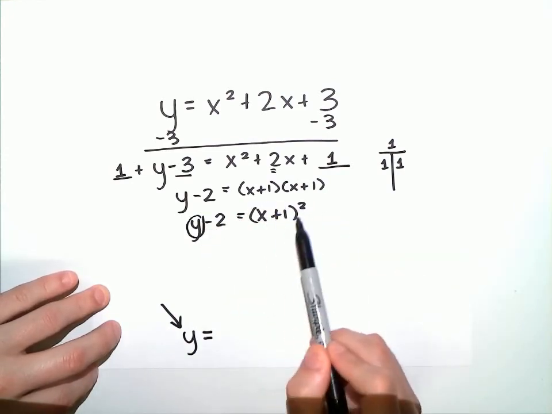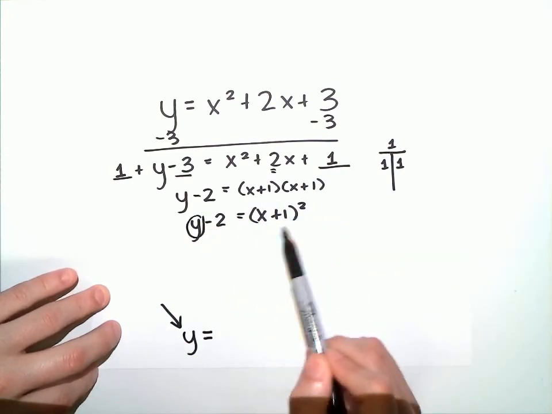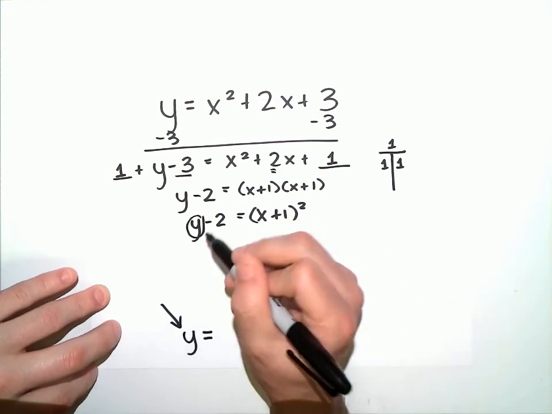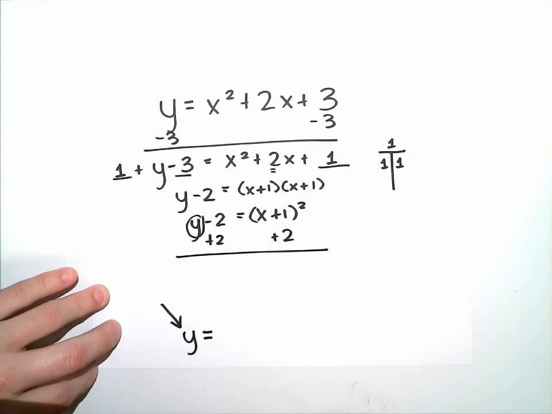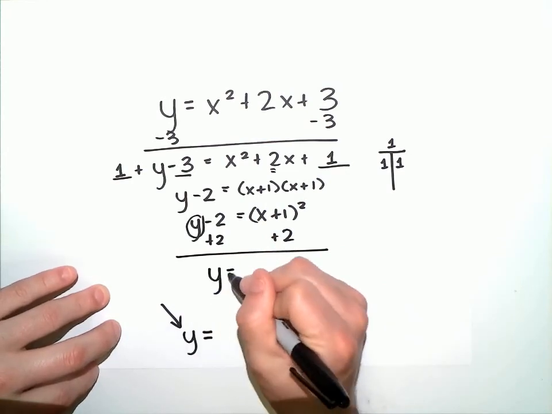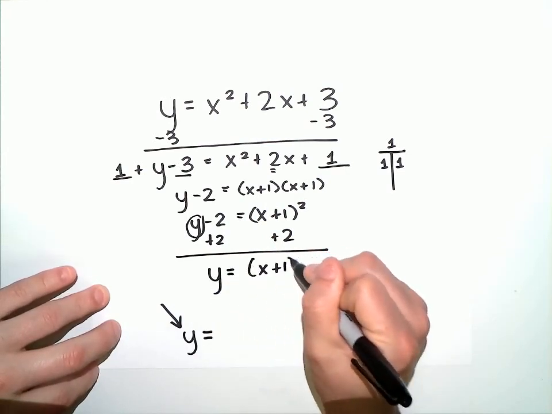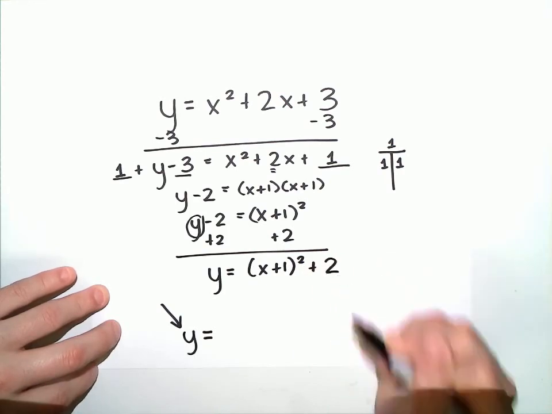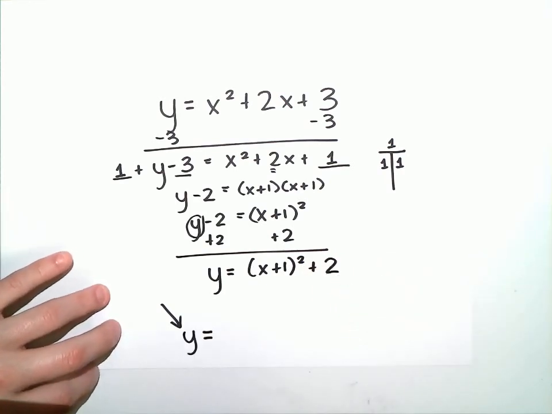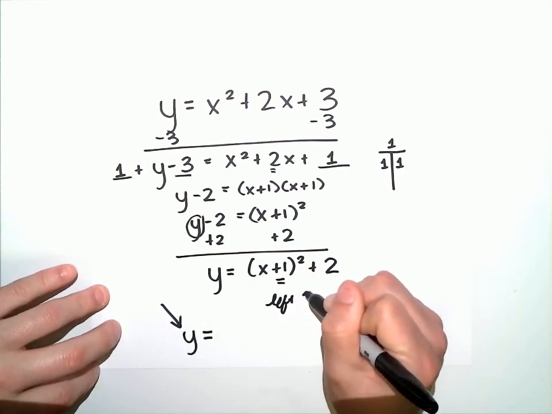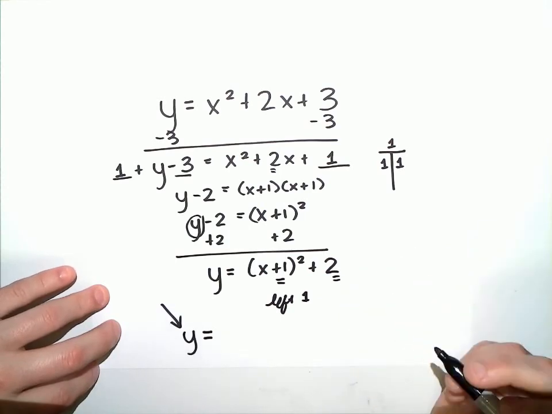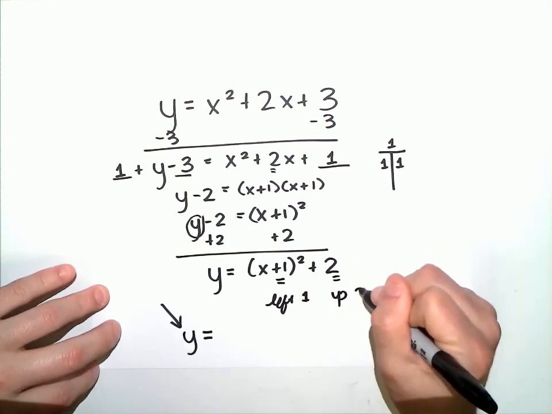Now that we have this written in this form right here with x plus 1 squared, we're going to go ahead and bring back over this 2, and we're going to end up with y equals x plus 1 squared plus 2. And again, that's helpful because it tells us the transformations. This transformation is a left by 1, and this transformation right here is an up by 2.